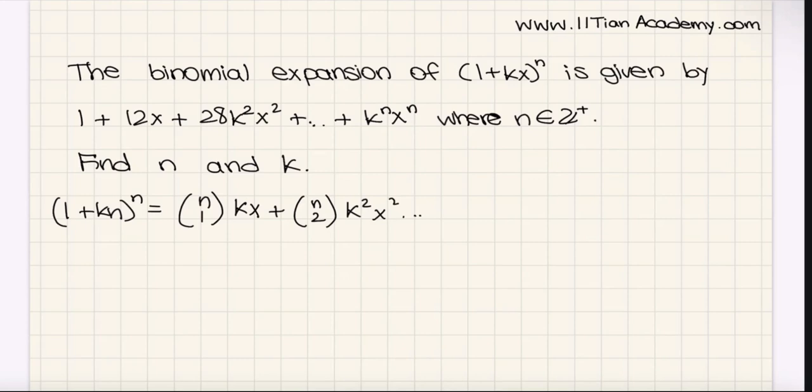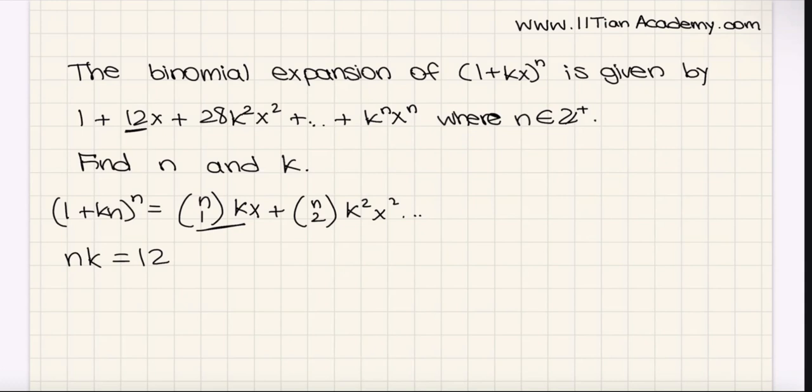This tells us that n choose 1 times k is equal to 12. And of course, n choose 1 is just the same as n. So that means n times k is equal to 12, right? Because the coefficient in our binomial expansion that we were given gives us 12 as this coefficient of x. And the coefficient in the general formula is n choose 1, or n, times k.